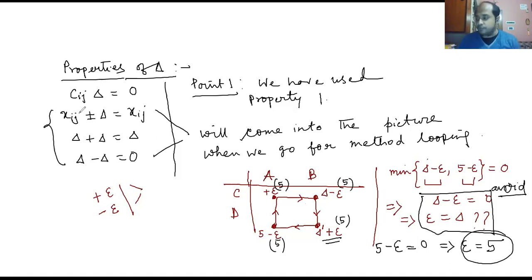Before I complete today's class, I must say that before you go for applying the Modi method, you should always try to remove the degeneracy and make the solution matrix non-degenerate, and then apply the Modi method. Then the troubles which we actually faced will not appear.